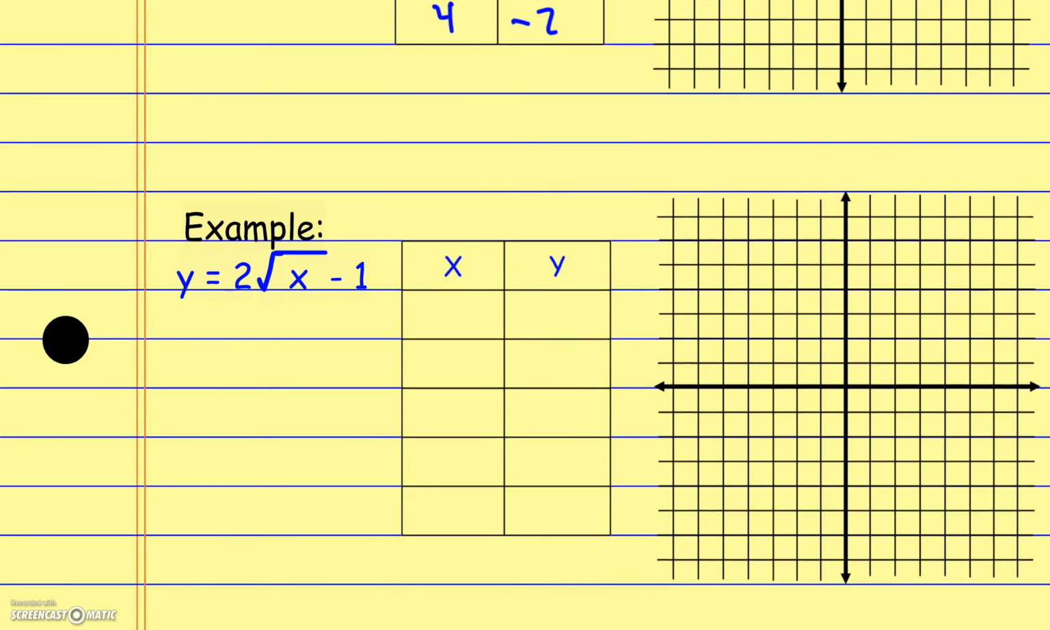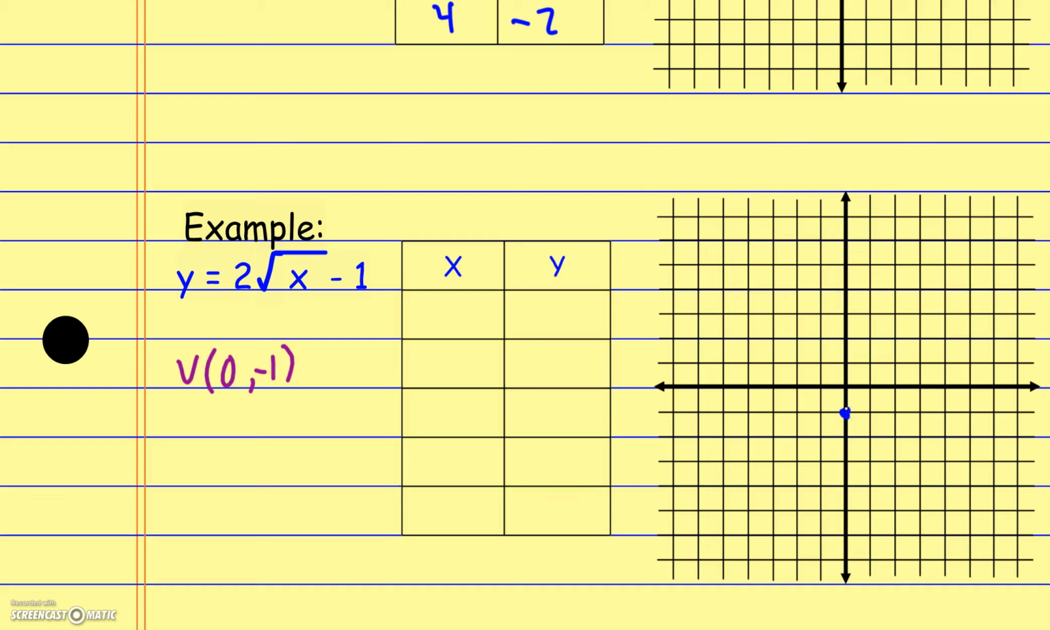If I look at this guy, it looks like it's got a vertex of 0, 1. Okay, so the vertex, if I label that, that's 0, negative 1. Again, because nothing is happening inside with the x, but there's a minus 1 on the outside, which means this whole thing is going to be shifted down 1 unit. So my vertex is going to be right here.